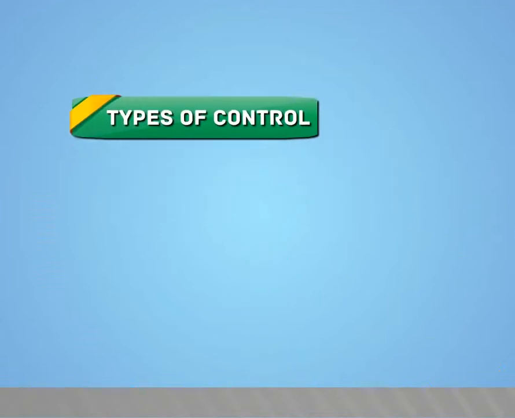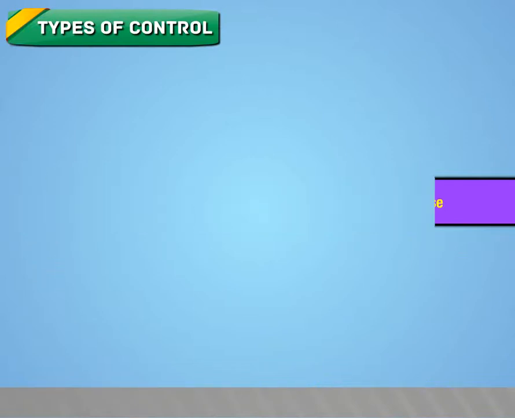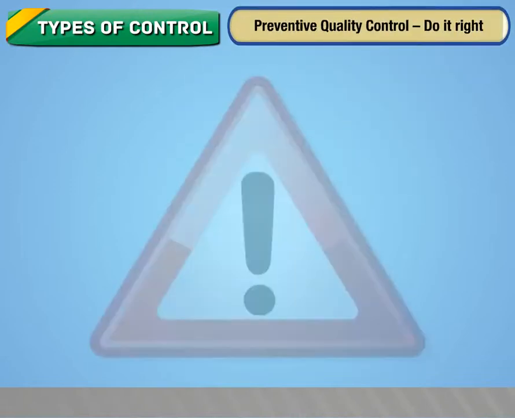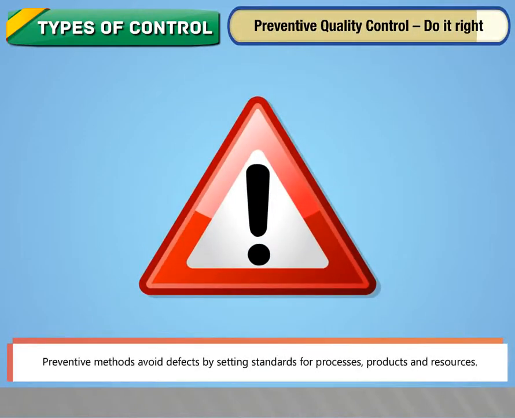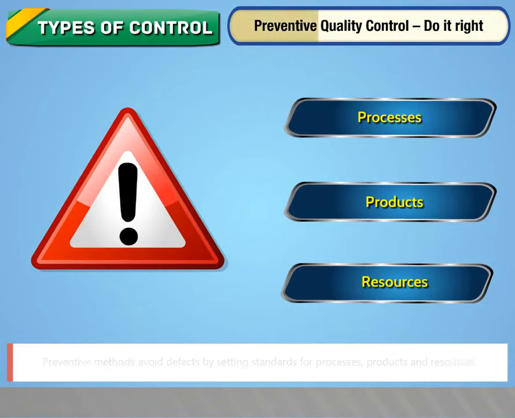Types of control. Quality control techniques can be classified by their purpose. Preventive quality control: do it right. Preventive methods avoid defects by setting standards for processes, products, and resources.